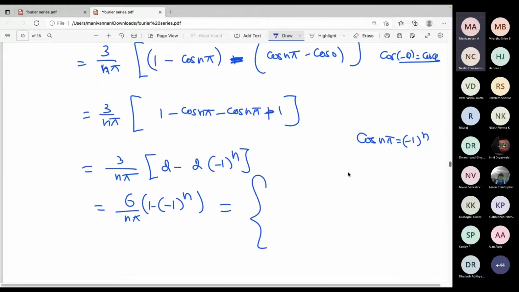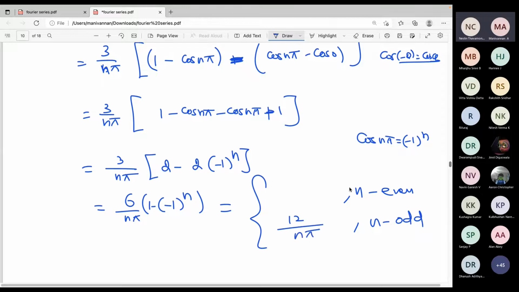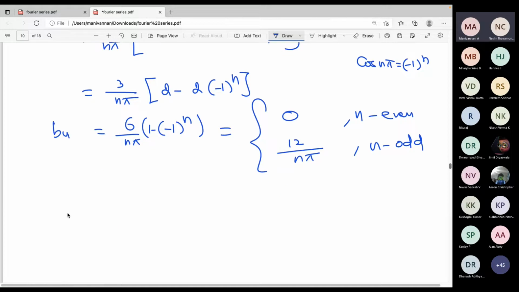So this can be written as, if it is minus 1 power n, we may write it as even number and odd number property, so that when n is odd, it is 12 divided by n pi. When n is even, 0. So this is my Bn. So B1, 3, 5, the coefficients have the value 12 divided by n pi. B2, B4, B6, all those coefficients have the value 0.